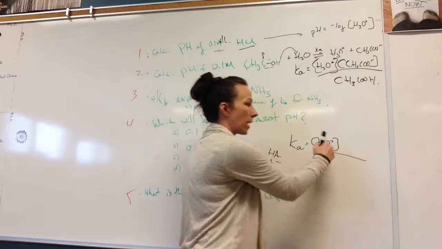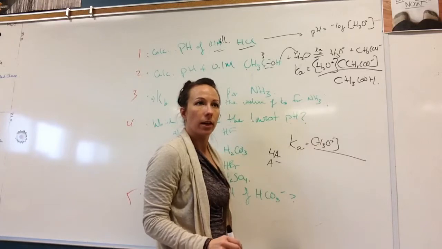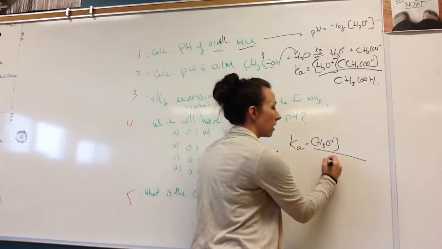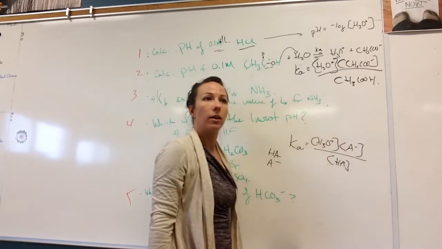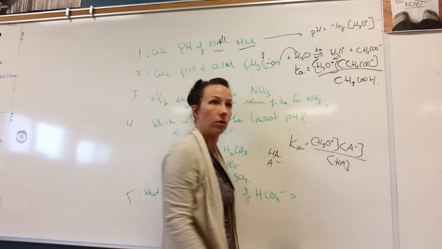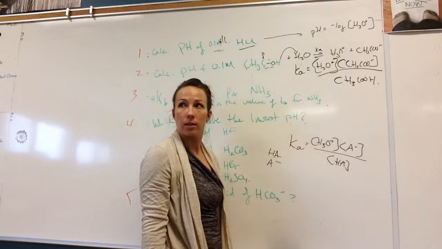So if I already know that my H3O plus goes up there, in order to make sure it's balanced, my neutral has to go on the bottom and the negative has to go on the top in order to be neutral and neutral. Do you see that?